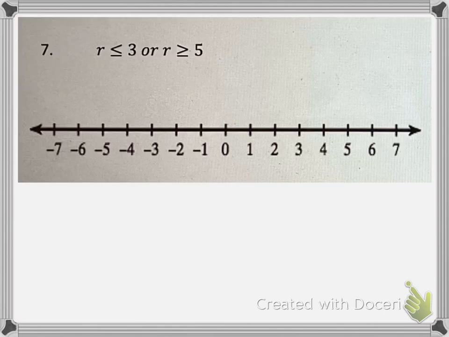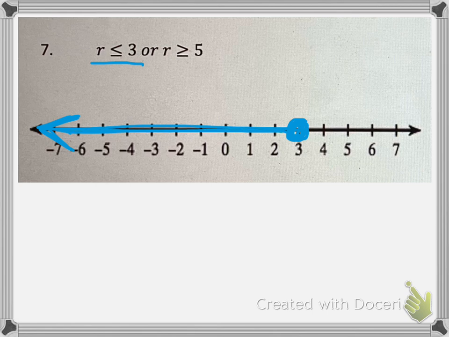Okay? All right, look at this one. It's got the word or in there. So they're not going to connect this time. Okay, so I'm going to write each one of these individually. R is less than or equal to 3. So I go 3. Less than or equal to, color it in. Okay, and it's less than. So it goes this way, just like we were doing for just regular inequalities.